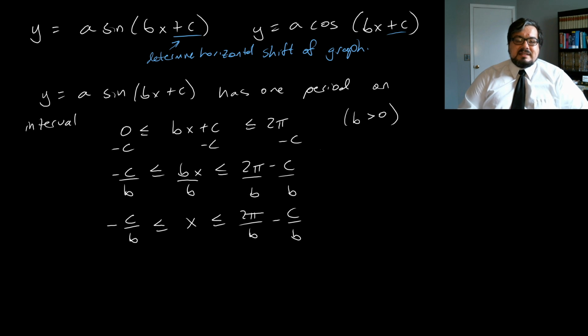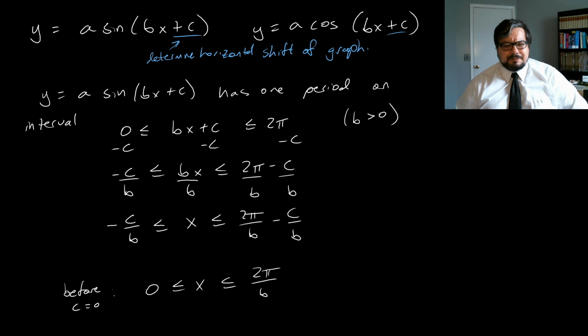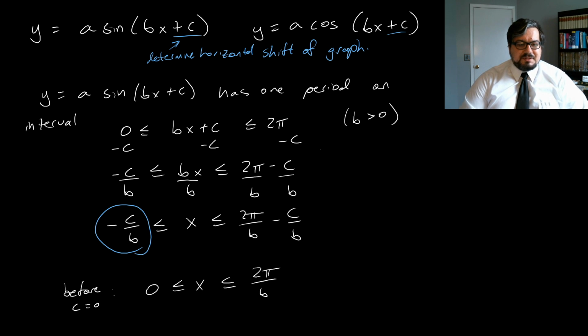So you'll notice that this is similar to what we got before. So before with c equals 0, we had that x was going between 0 and 2 pi over b. And now what we've done is we've subtracted the value c divided by b from both the upper and lower limit of this interval. This value, negative c over b, is called the phase shift of the function y equals a sine bx plus c. I'll define this explicitly in a second.